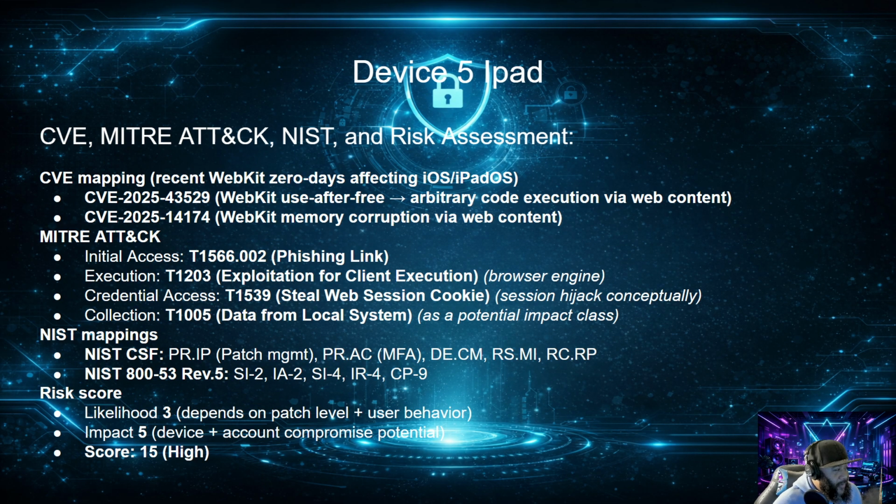CVE, attack framework, NIST and risk assessment. The CVE mapping is 2025-43529: WebKit use-after-free, arbitrary code execution via web content, and WebKit memory corruption via web content. The attack framework is going to be initial access, execution, credential access, collections. NIST mappings is going to be 800-53, and this is going to be MFA, patch management, and all of those things.